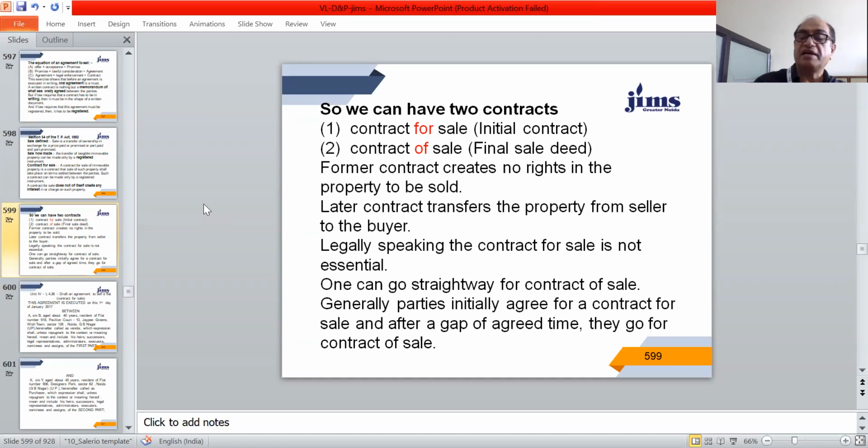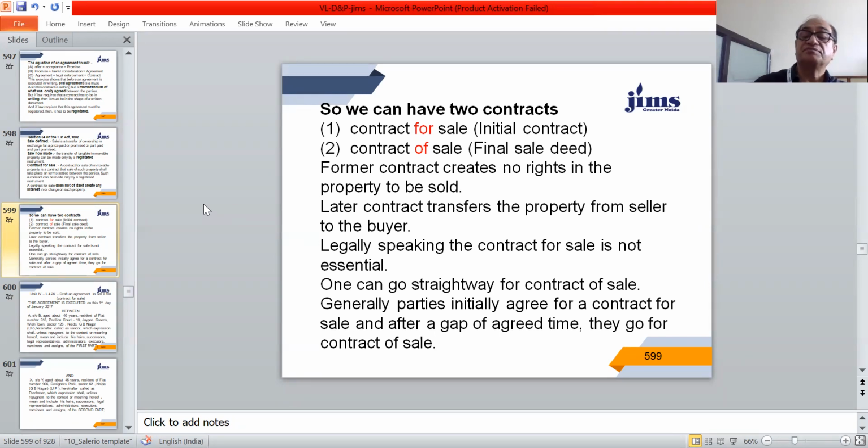Generally, in India, parties initially agree for a contract for sale. They give some advance money, and after a gap of agreed time, they go for the sale deed. Meanwhile, they make arrangement of money. Maybe they are taking some loan from some bank, or somebody is selling another property. Somebody is selling jewelry or gold ornaments for purchase of a flat. So the gap between agreement to sell and sale deed is being utilized for these formalities.